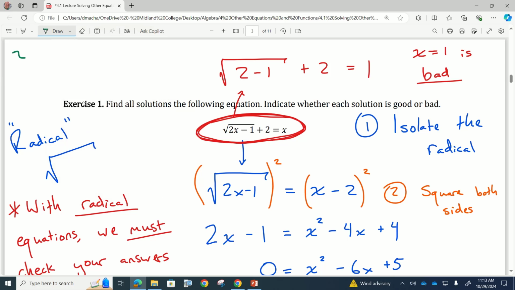What about my other solution? My other solution was x equals 5. Well, that would give me the square root of 2 times 5 minus 1, plus 2 equals 5. Does that one work? Because on the left side, I've got the square root of 9, which is 3. 3 plus 2 is 5. So that actually works. So this is a good solution. It actually works with my equation.